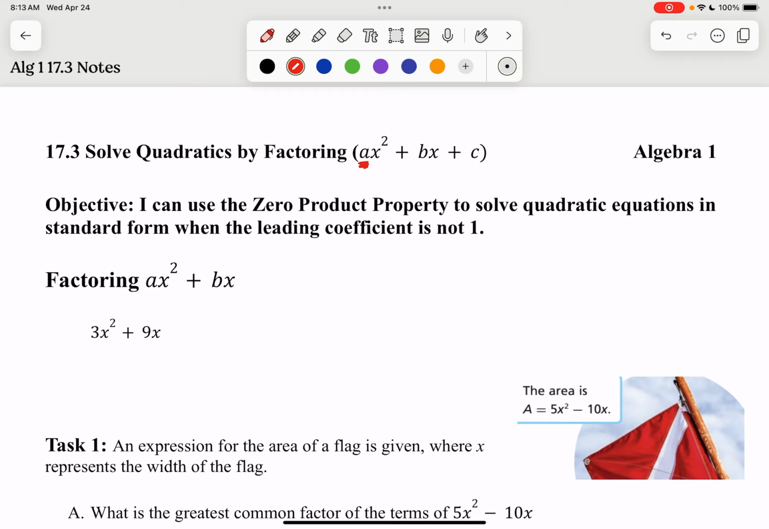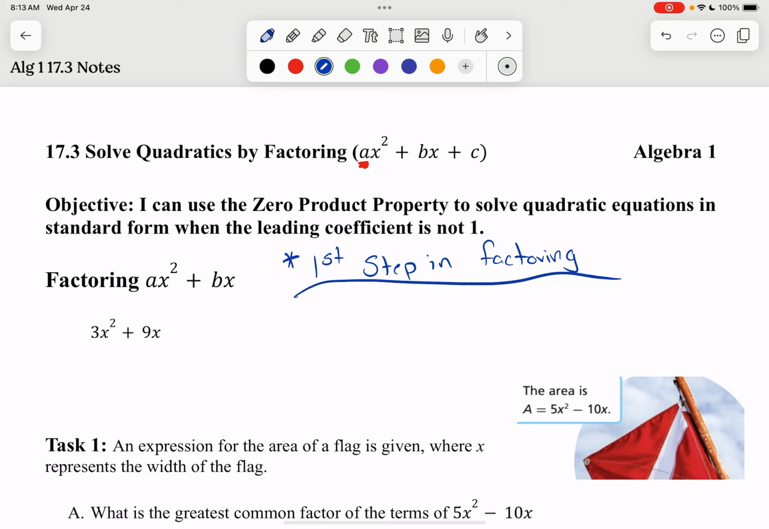So that leading coefficient is not 1. Okay, so first we need to tackle factoring out a common factor. So that is always our very first step. Whenever I'm factoring, the first step in factoring is always, and this often can be a step that people forget, and it can simplify a problem so much, the very first step in factoring is factor out common factors.